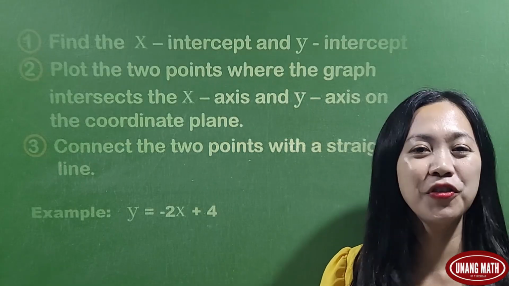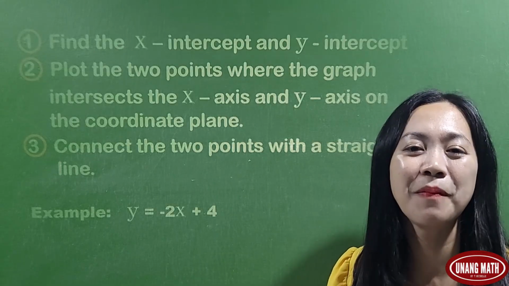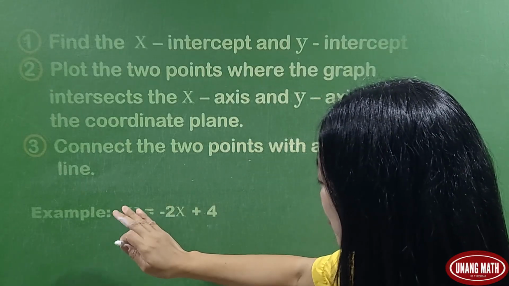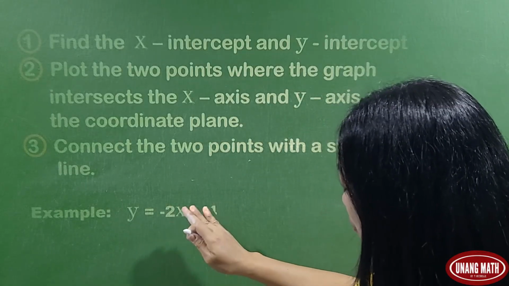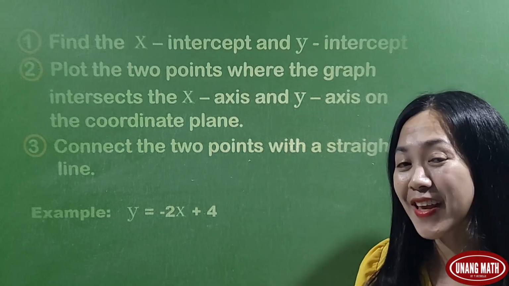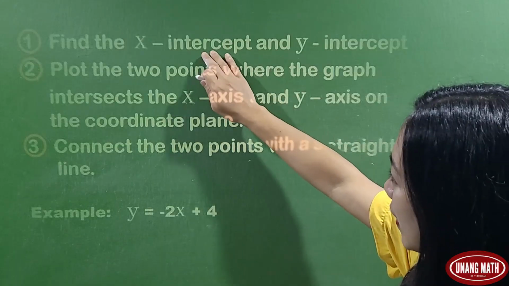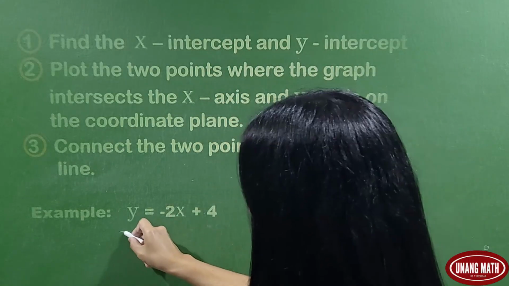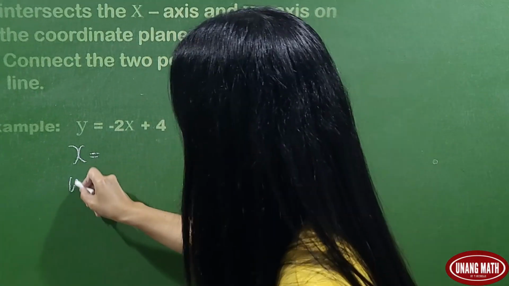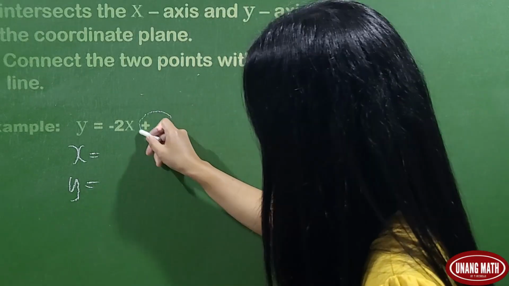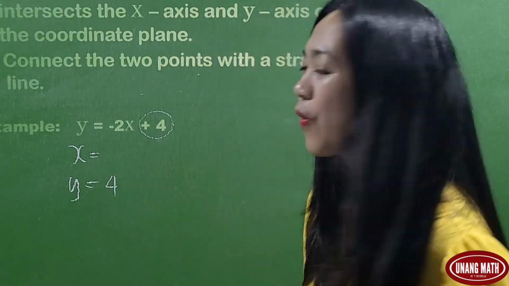For you to understand these steps, let's give an example. Let's graph this function y is equal to negative 2x plus 4 using intercepts. So the first thing we need to do is find the x and y intercepts. So for the y-intercept, it's positive 4.